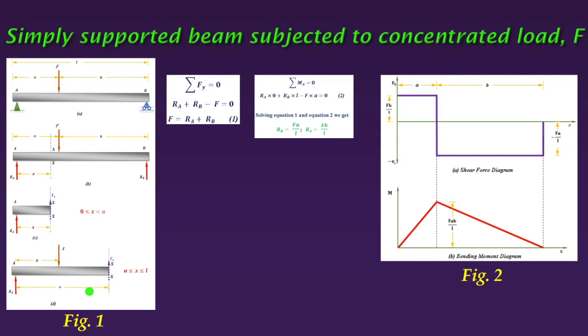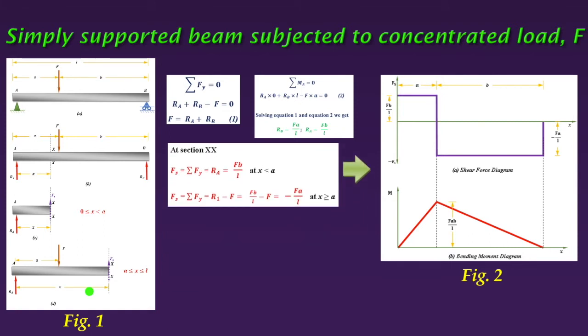Now, draw the shear force, calculate the shear force. This is the free body diagram of the section. Only force Ra is there, which is upward, so it is the positive force. The shear force equals the summation of Fy, which equals Ra. As Ra is already calculated, Ra equals Fb by L. So this is the value of shear force when x is less than a.